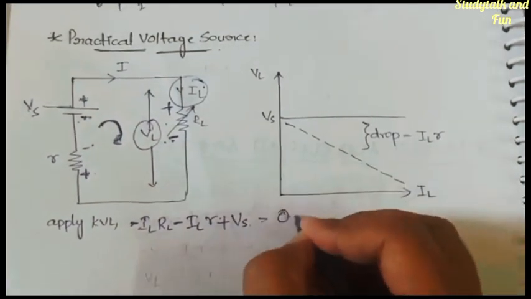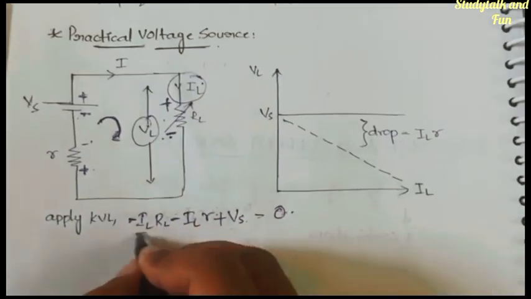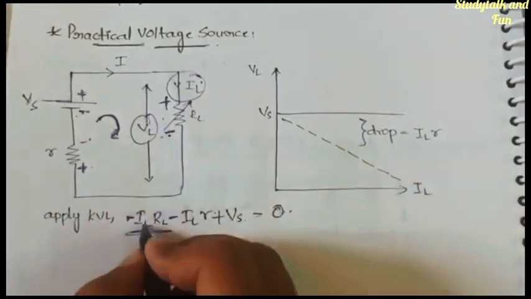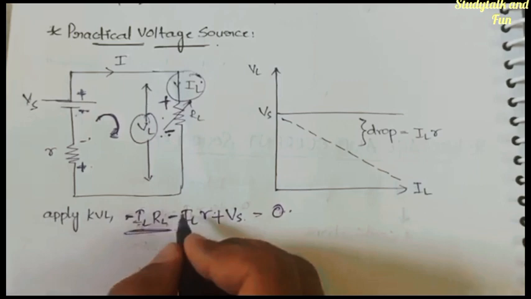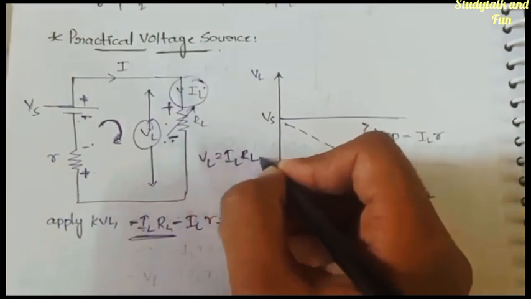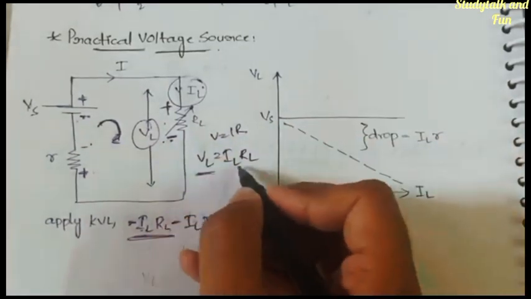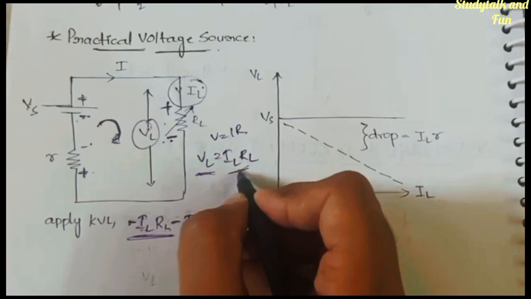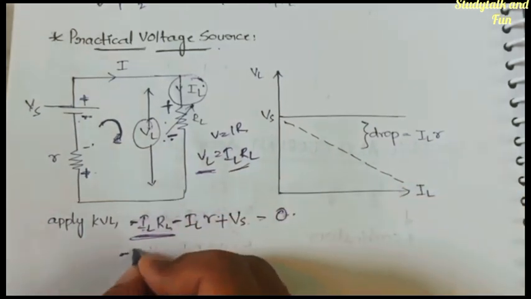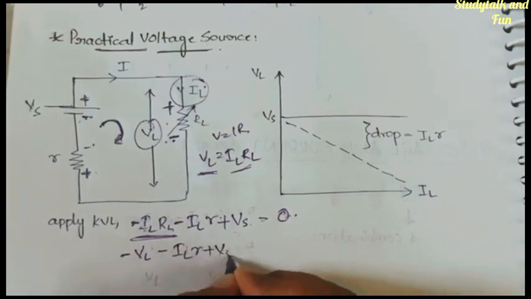Now what we will do is, IL RL is nothing but what? VL, right? V is equal to IR. So VL is equal to IL RL. Why? Because V is equal to IR. Since it is load voltage, it will be equal to load current into load resistance. Okay, this will become minus VL minus IL r plus Vs.